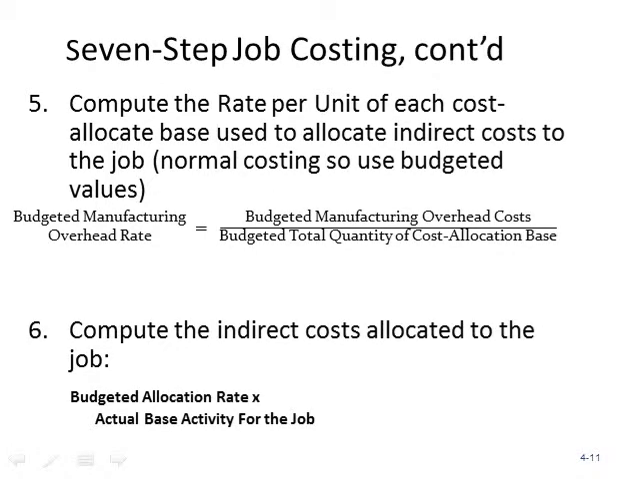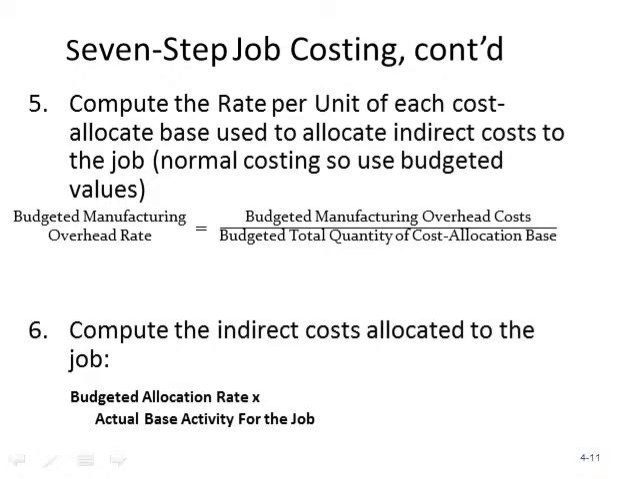So in step 5, we compute the allocation rate. For the budgeted manufacturing overhead rate, we use the budgeted manufacturing overhead cost divided by the budgeted total quantity of cost allocation base. That gets us to what we'll allocate out on a budgeted basis across the production quantity in the interim, that is before we get our actual activity.